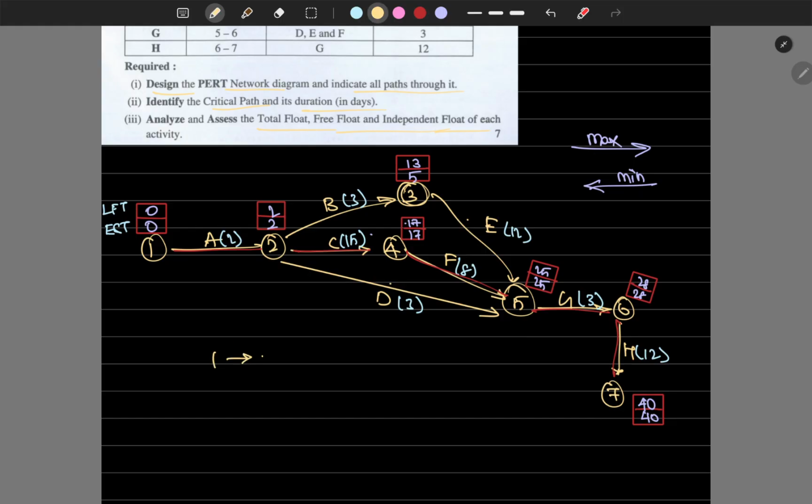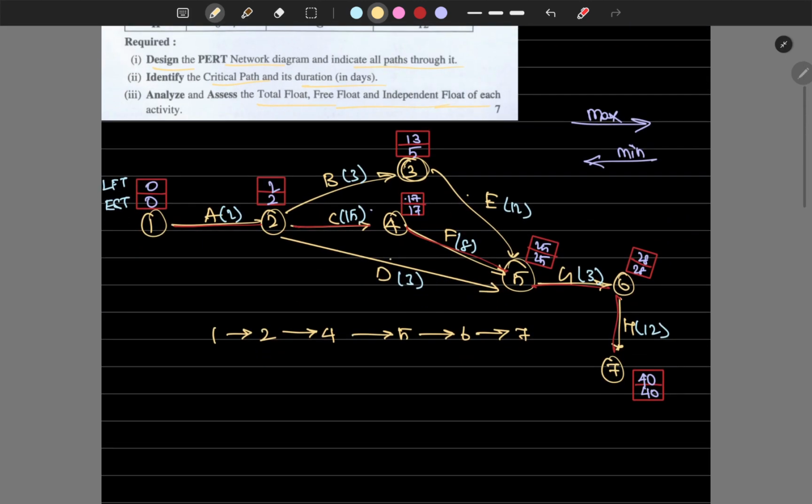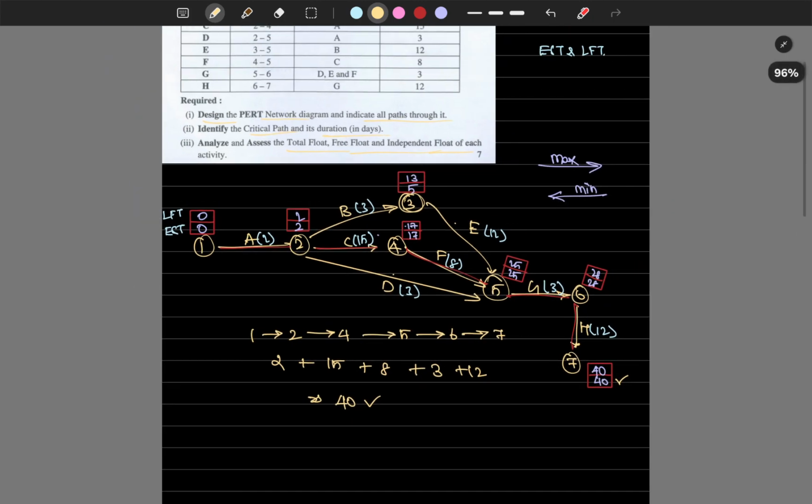So from 1 to 2 to 4 to 5, to 6, sorry, 5 to 6 to 7. So what's the duration? 2 plus 15 plus 8 plus 3 plus 12. How much is the total duration? 40 is the total duration. See, it's actually same with the final node. Okay, we found this is the actual critical path. This is where the time is taking longer, right?